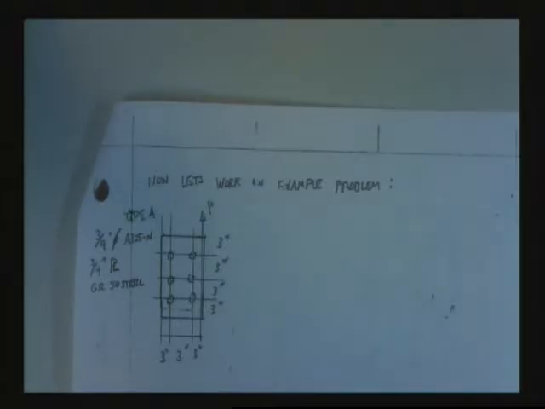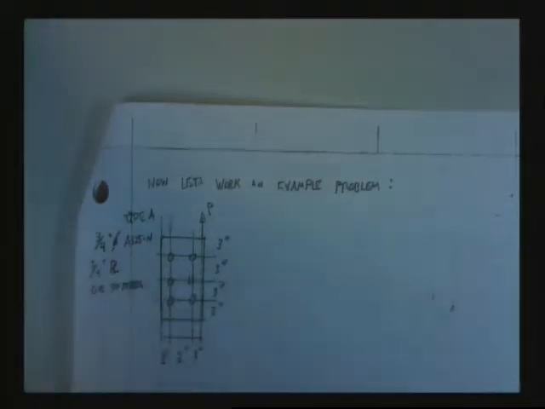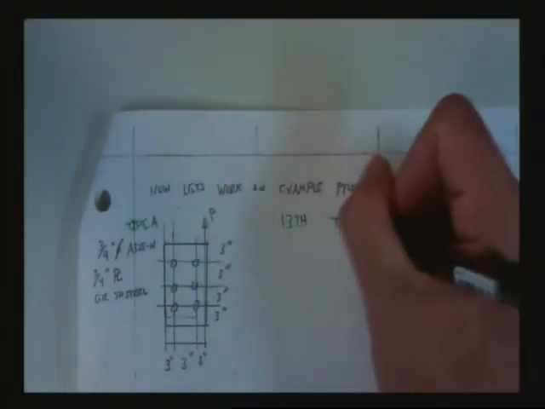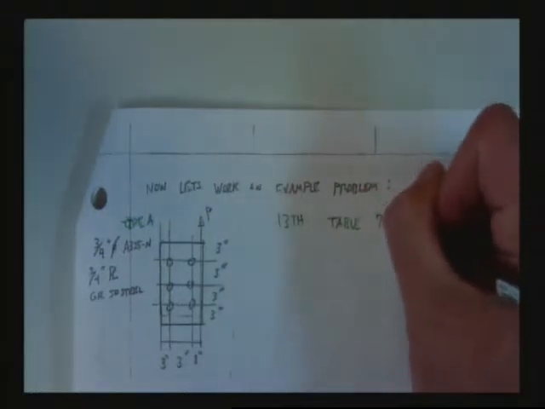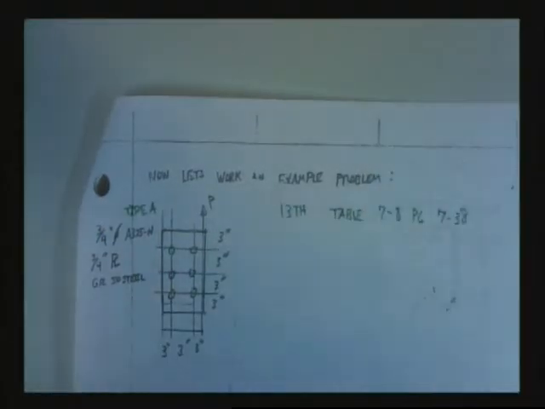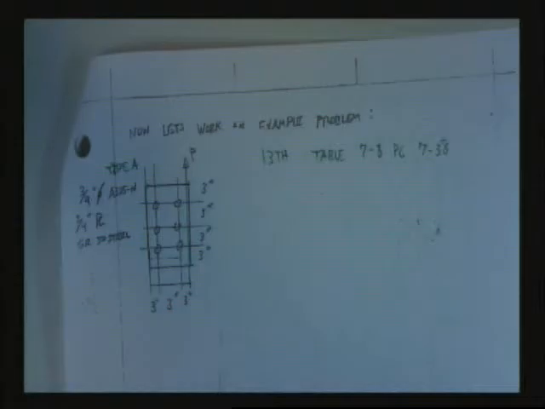Okay, so now we're going to start out with a table. We're going to find the table that has 2 rows of bolts. At least from the 14th edition, if you're dealing with the 13th edition, you should be able to use table 7-8 on page 7-38. On the 14th edition, it's going to be table 7-7 on page 7-36. I'm going to work it as if it's the 13th edition because that's what my examples worked out for. You can prove it to yourself if you have the 14th edition.